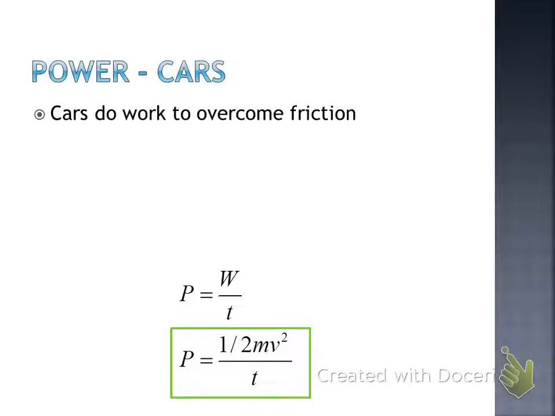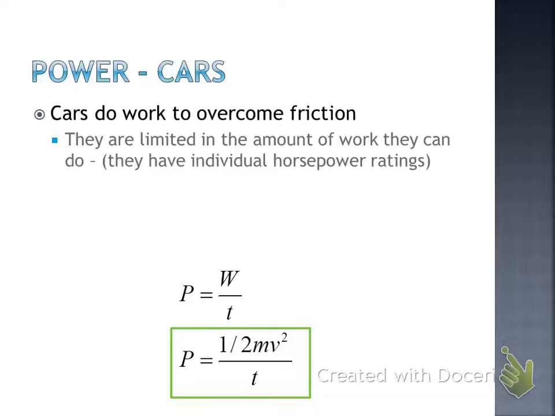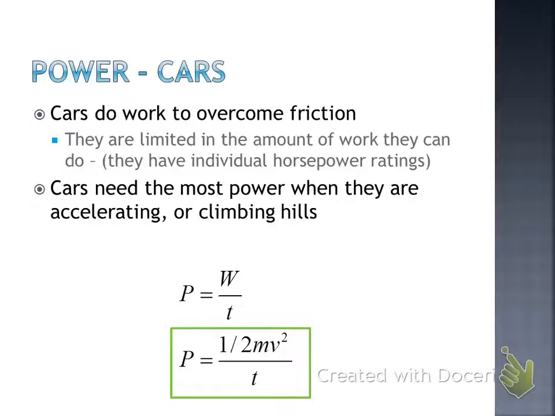So when humans output power going up something, we output power in order to overcome gravity. When cars output power, they do it to overcome friction, to get started, to get put into motion. The cars are not limited by their bodies, realistically, kind of they are, but they're limited by their motor, and every motor has its own individual horsepower rating. Power is needed when you are accelerating, speeding up, and when you're climbing a hill.